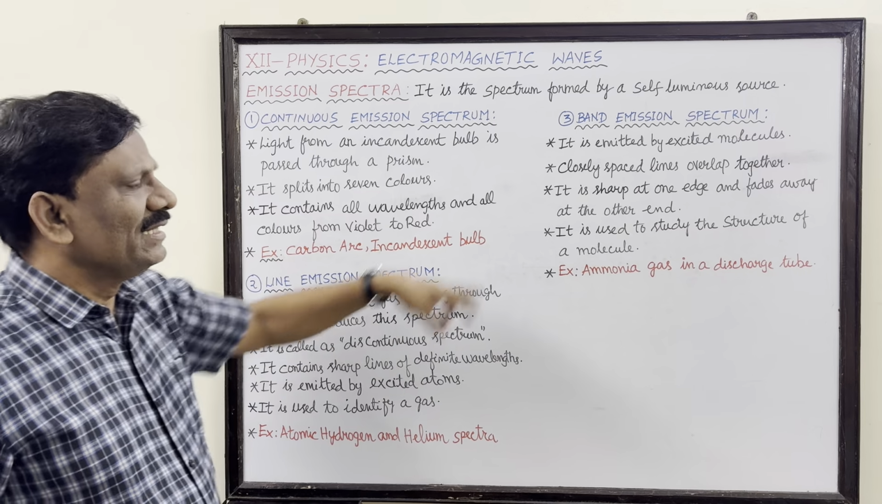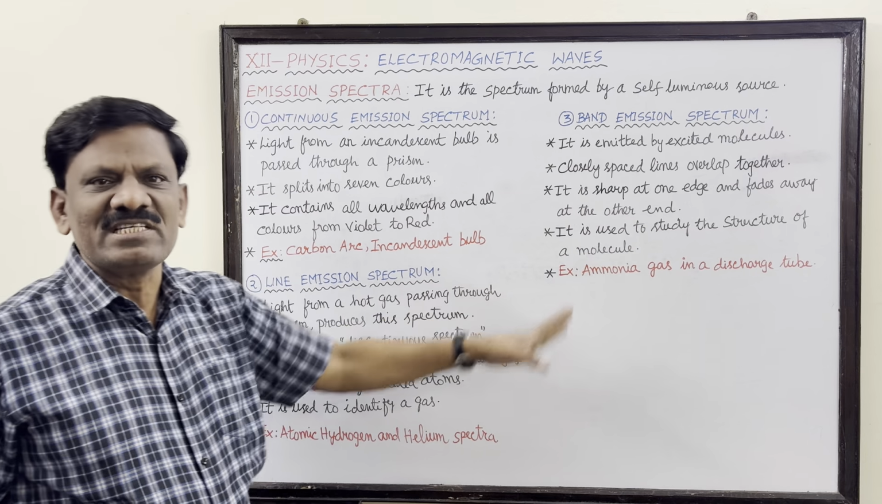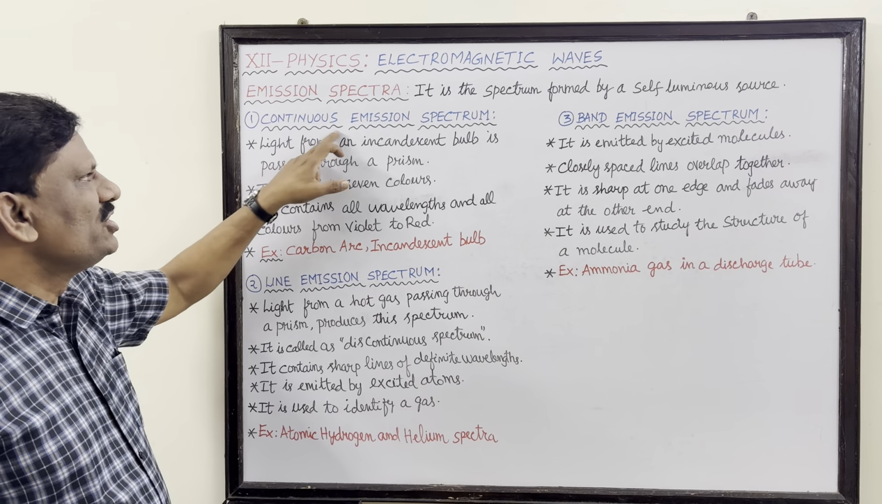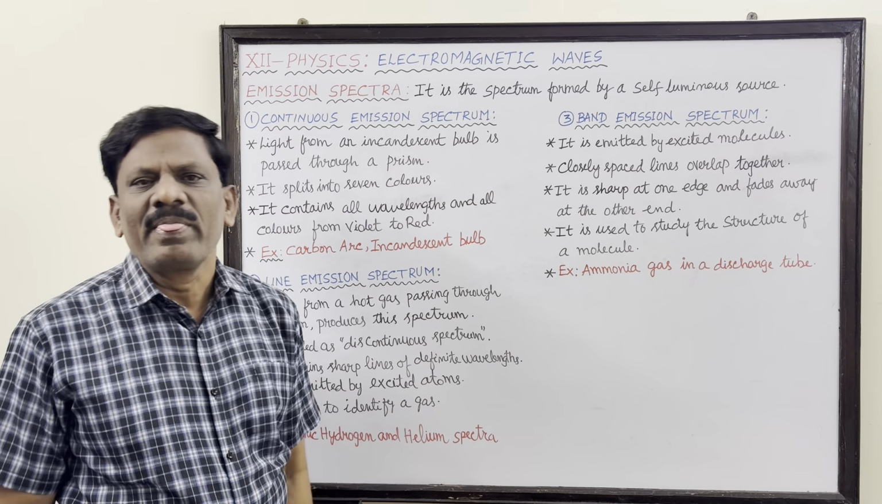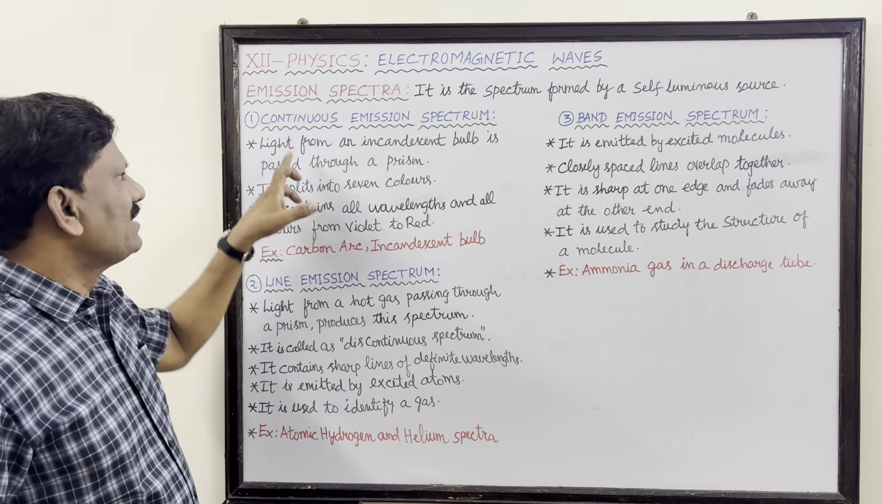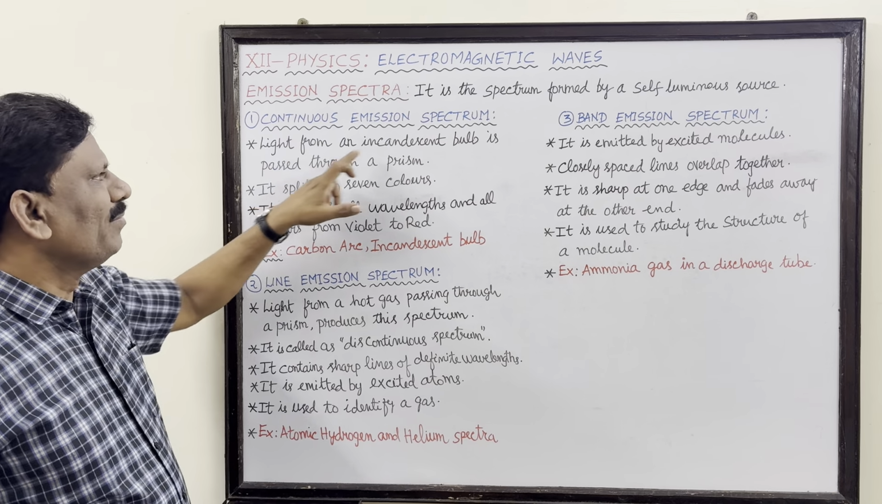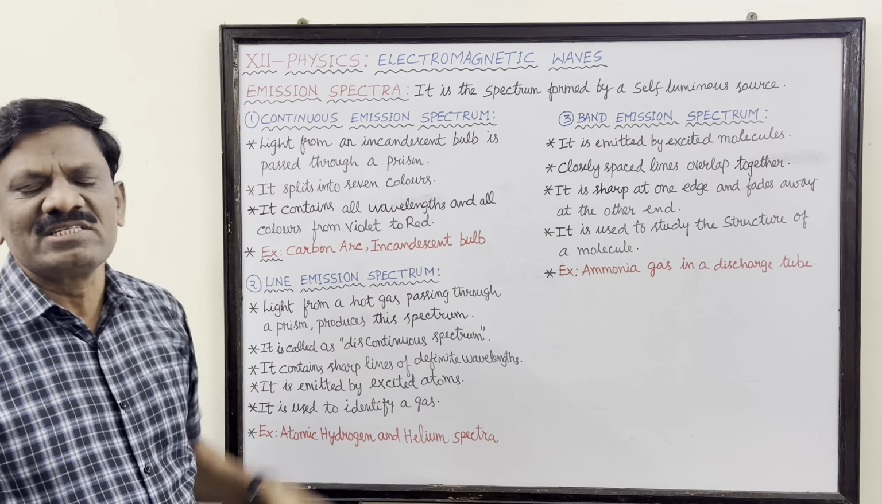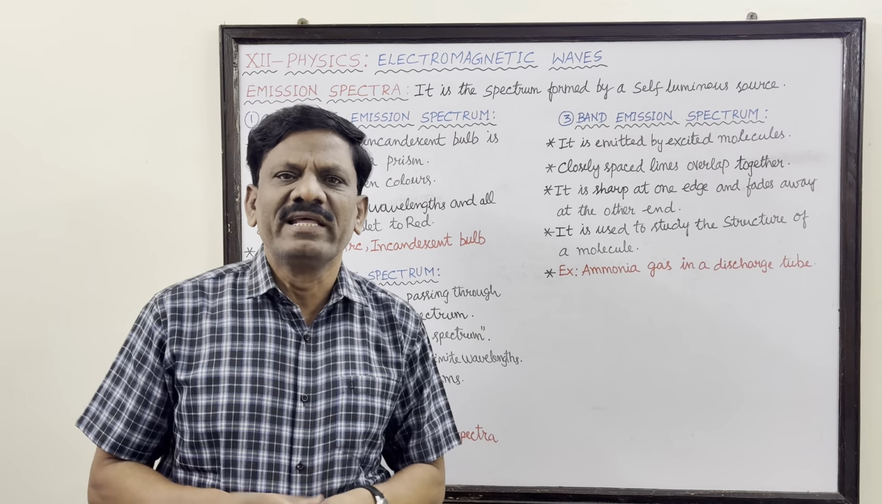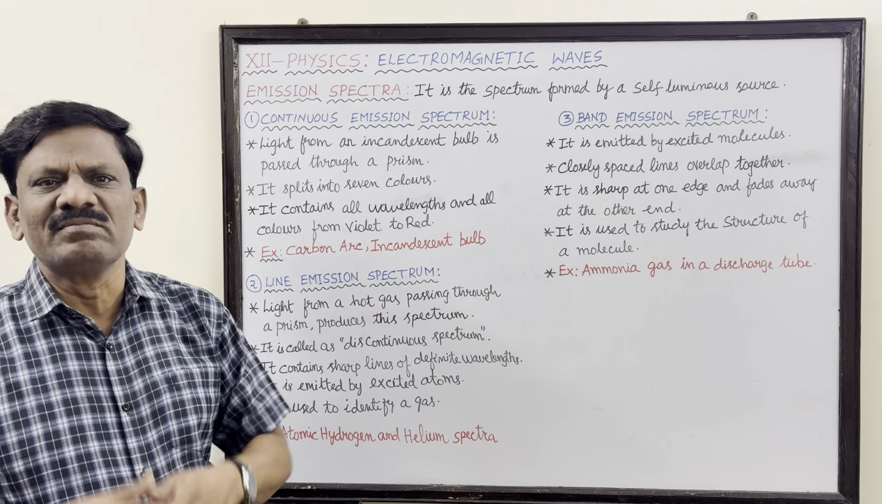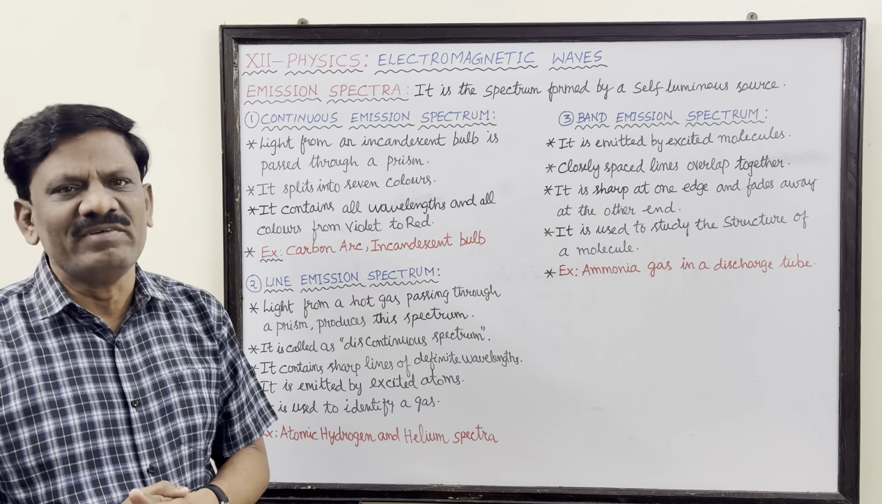And it has three types. There are three types of emission spectra. The first one is continuous emission spectrum. So, what is a continuous emission spectrum? Light from an incandescent bulb is first passed through a prism. Just like when white light is passed through a prism, it splits into 7 colors, VIBGYOR.